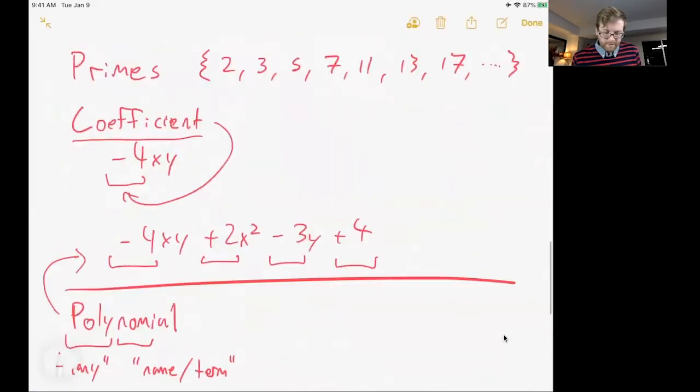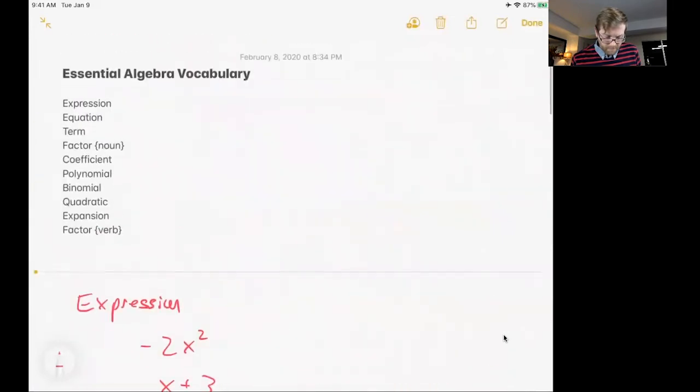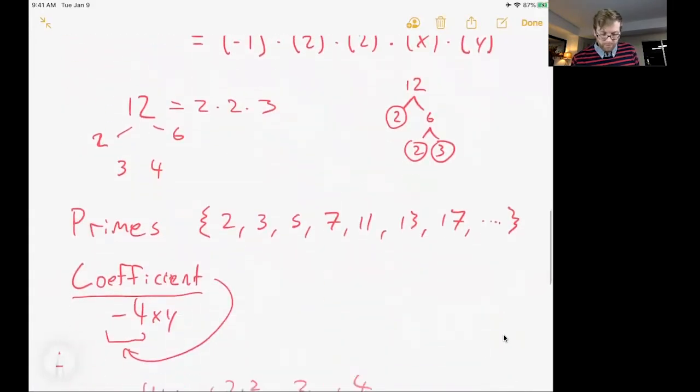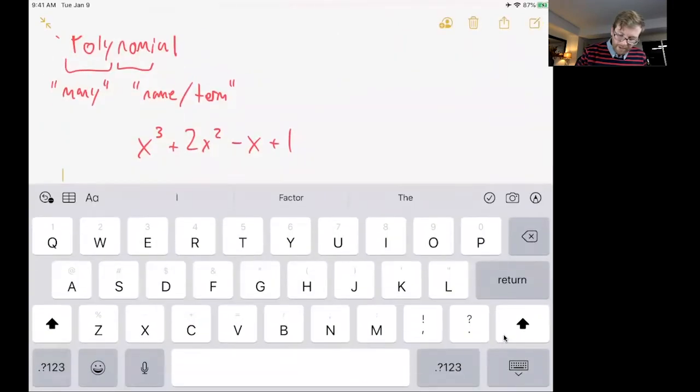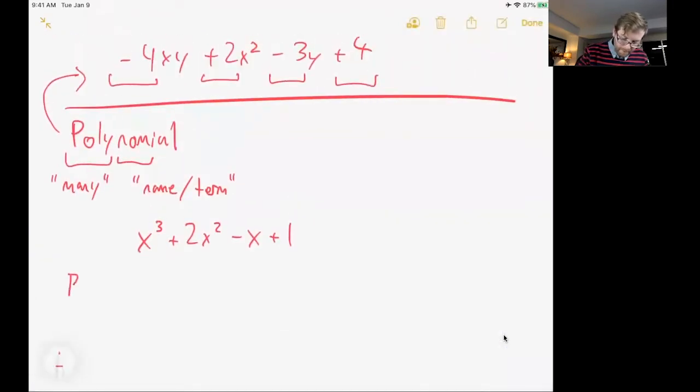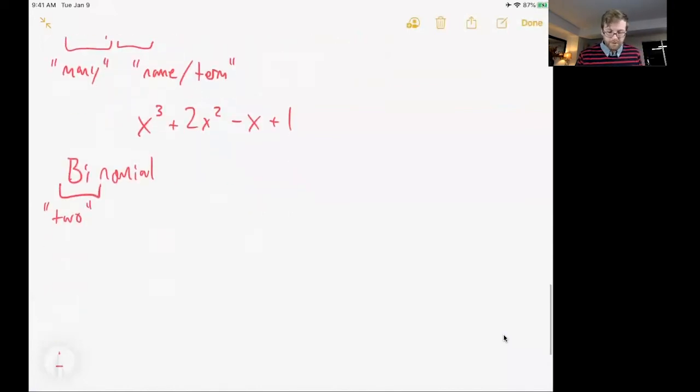Let's see. A binomial. Pretty similar, okay? Binomial, let's look into it. Bi, meaning 2, and nomial, meaning terms. So this is 2 terms, okay, binomial. Okay, classic example would be something like, let's say, the x plus 3 that we had talked about earlier. Okay, x plus 3, or 2x minus 7.